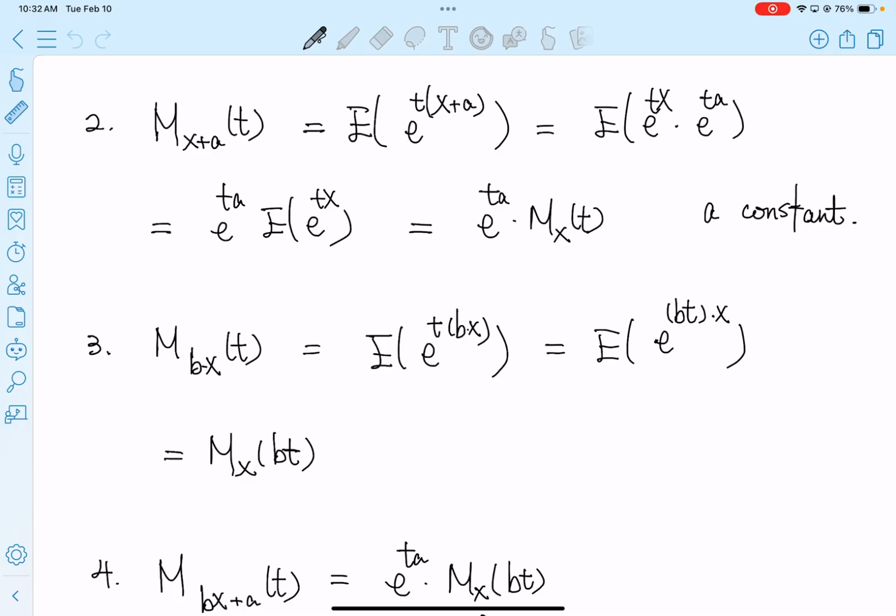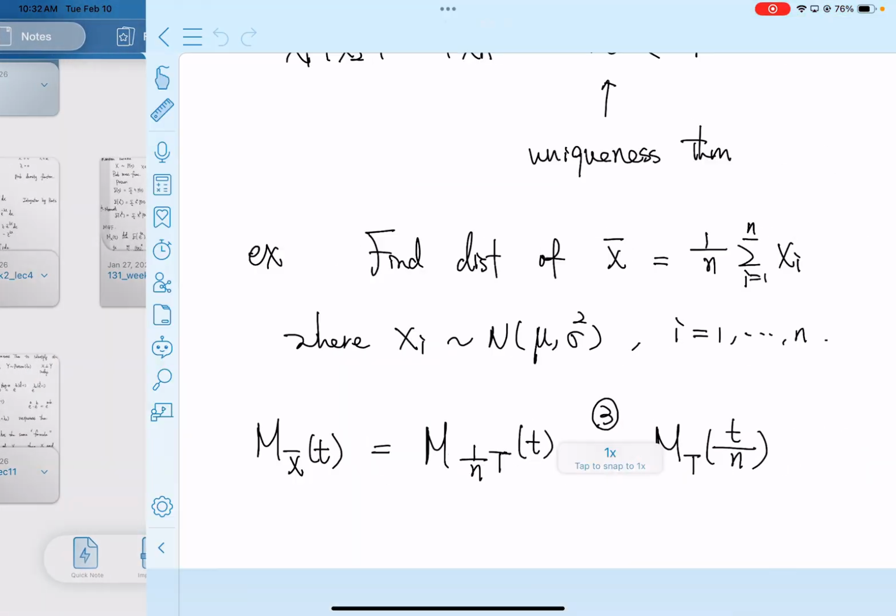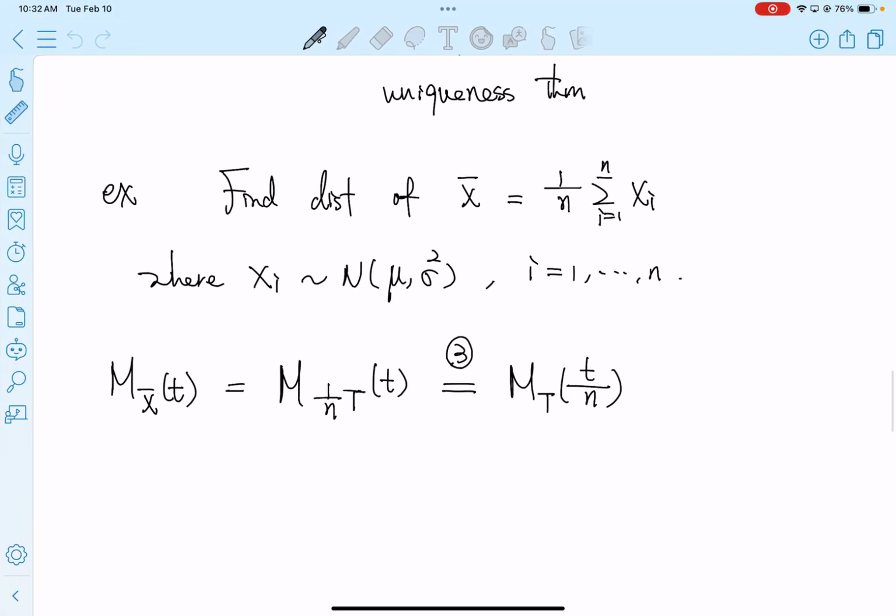So in our case, in the formula, we should plug in b equal to 1 over n. When we apply property 3, we can just use the moment generating function for the original random variable, but we scale the input by a factor of b. In our case, b is 1 over n. So that is what I put down here. I'm using property 3 by bringing the factor that we scale the random variable by into the input of that moment generating function. So we scale the input t by a factor of b, and b here is 1 over n.